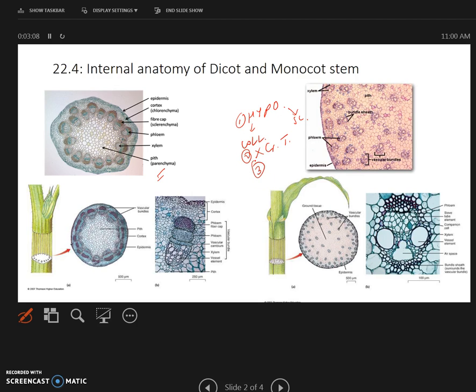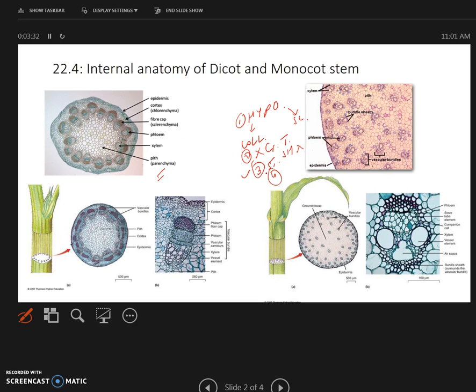Okay. 3. Starch sheath is present. Well, what is a starch sheath? Starch sheath, let me write this down. Starch sheath is a layer of cells in the inner boundary of cortex. So inner boundary of cortex, right here, there is a layer of this starch sheath which is present here in a dicot but absent in a monocot.